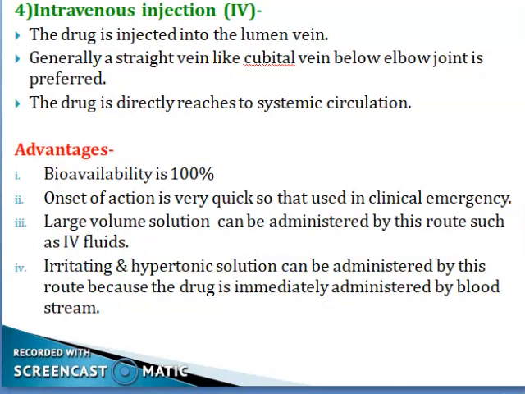Okay, so large volume, याच्या आधीचे आपण जे रूट्स बघितले त्याच्यामध्ये आपण फक्त 1 ml or 10 ml पर्यंत व्हॉल्यूम आपण यूज करू शकत होतो ड्रगचा. बट इन दिस केस वी कॅन administer large volume of the solution such as the IV infusion. So these can be given by the intravenous route.